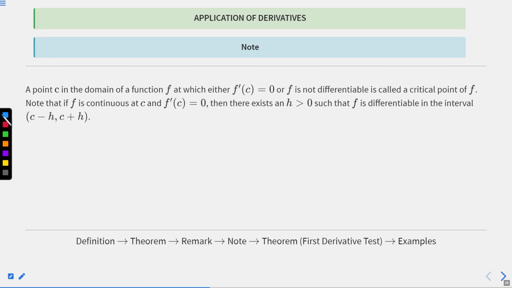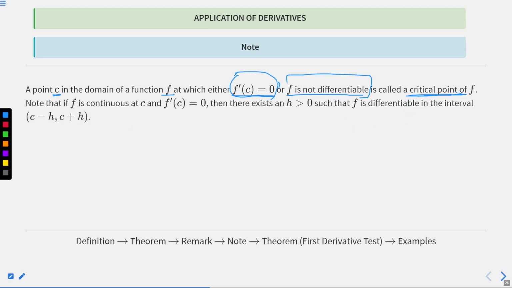Now some notes. A point c in the domain of a function f at which either f prime c is equal to 0, or f is not differentiable, we call such points critical points. So a point c in the domain of f at which the function is either not differentiable or the derivative at that point is equal to 0, we call such points critical points.